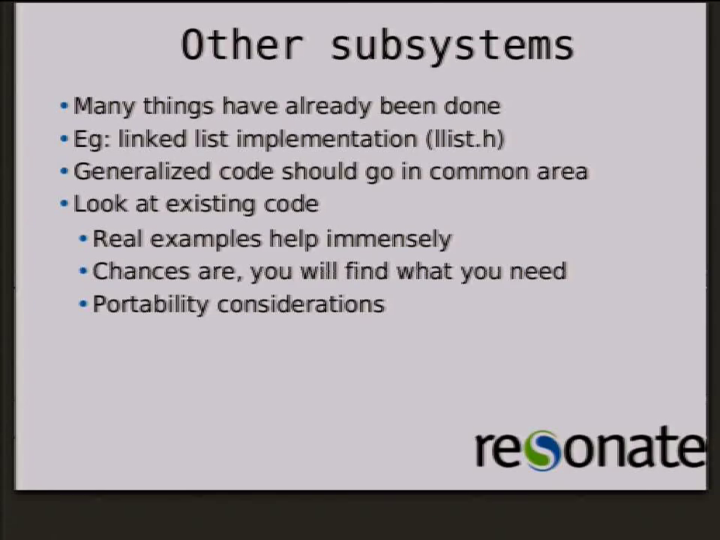Look at existing code; real examples help enormously. A lot of times you'll see what you need. It'll also give you an indication of how to deal with portability concerns. Like if you want to write something that uses a select loop, go look at how we do that in other places, because guess what, on Windows it's different. So you've got to be careful and watch out for that kind of stuff. So you need to use the Postgres select.